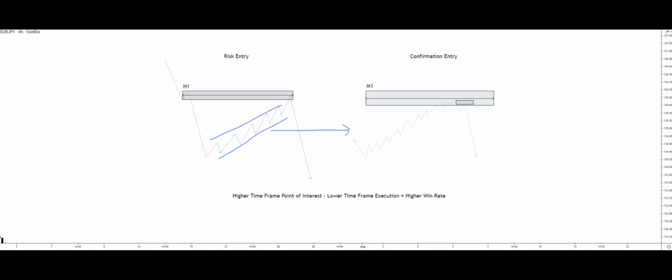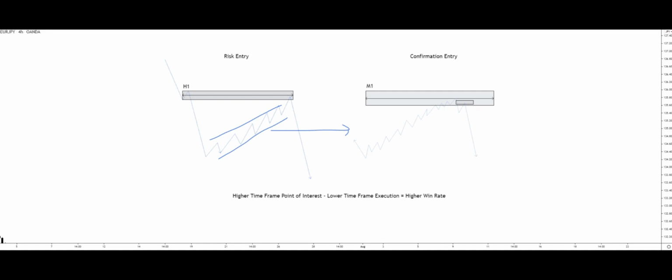Okay, so when it comes to trading, there are two different types on how you can enter the markets. You can either enter off a risk entry, or you can enter off a confirmation entry. Now they're both similar in terms of higher time frame point of interest. However, once price comes back to the point of interest, that's when you would go down to the 1 minute time frame or whatever time frame and look for your confirmation entry.